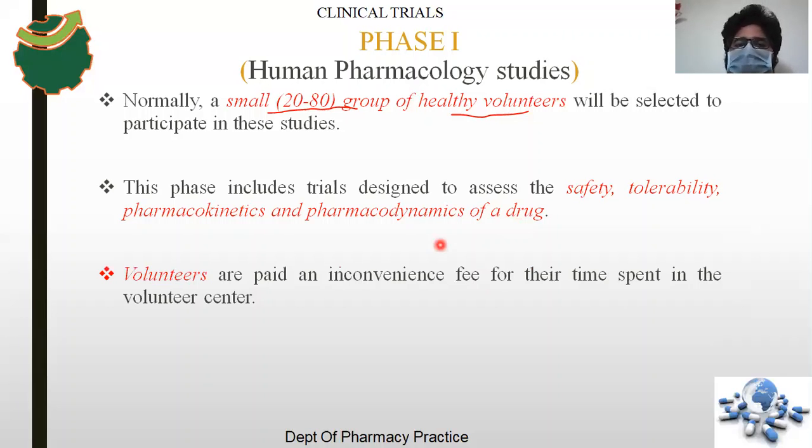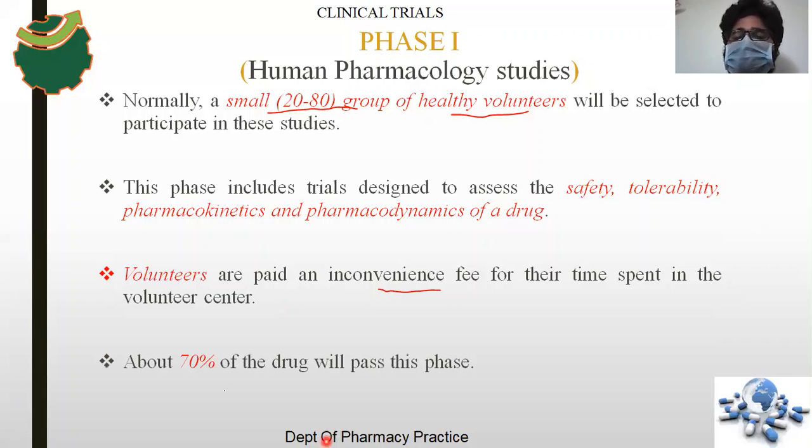Okay. Next, volunteers. Healthy volunteers means people who don't have any specific disease conditions. They are paid for their inconvenience fees, for their time spent in the volunteer center. If I'm asking you for certain help, you should get something back in return, then only you can help me, right? It's not just for silly things, but speaking of clinical trials, volunteers are people who are part of the study. Being part of the study, they should get certain benefits. What are those benefits? We'll discuss that in detail in upcoming slides.